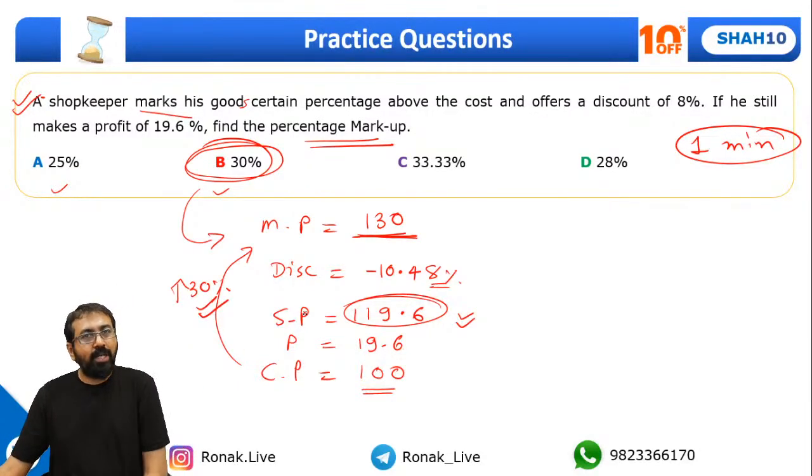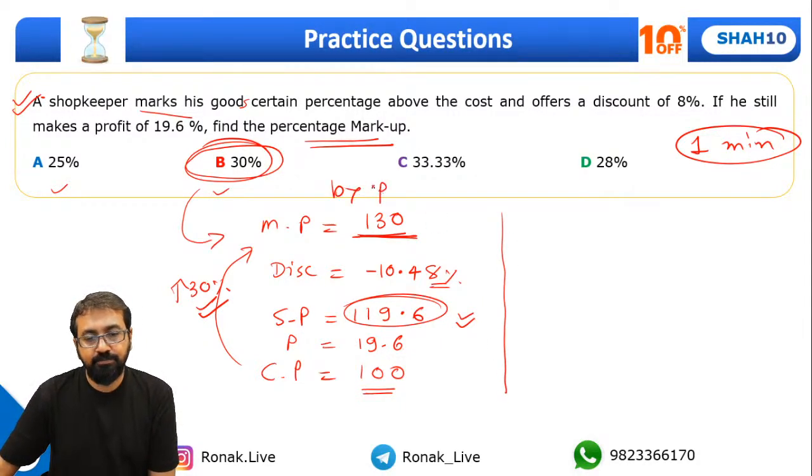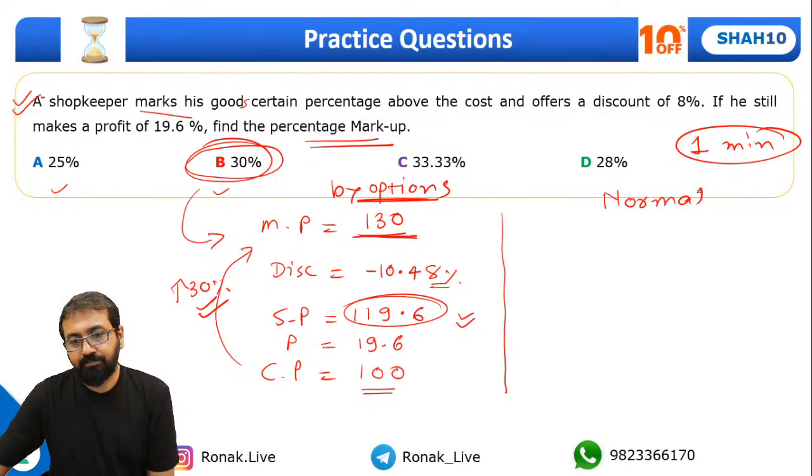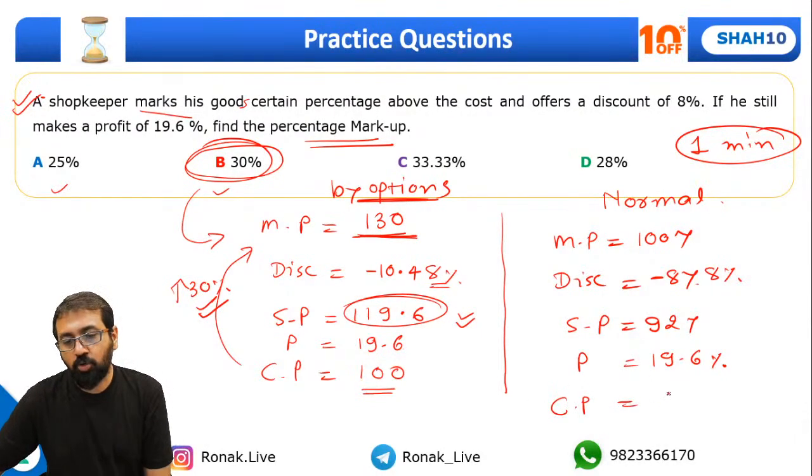So in such question you can quickly go by option. Otherwise you would have used the normal method. Okay, please understand. The normal method would have been mark price is equal to 100y. Discount is equal to 8%, so minus 8y. So your selling price will be 92y. Profit is given as 19.6%. So what will be the cost price? So cost price will come out to be selling price divide by 1.196.